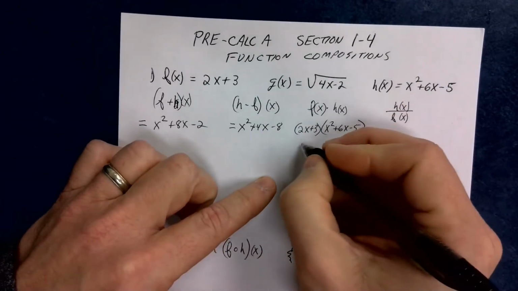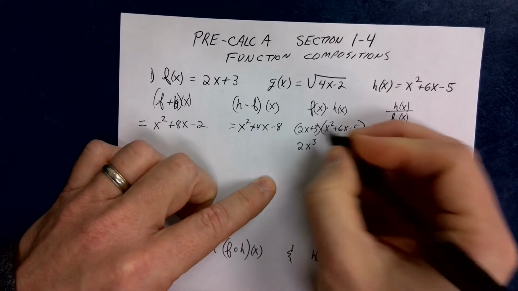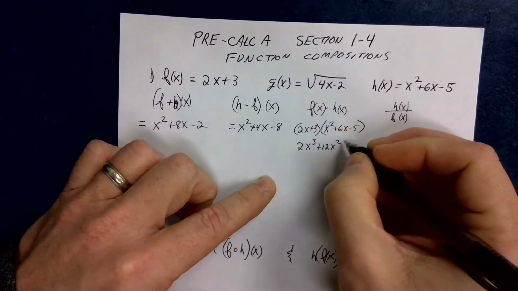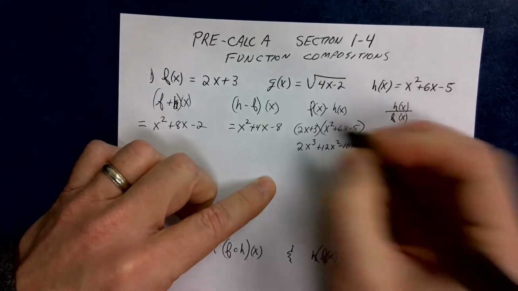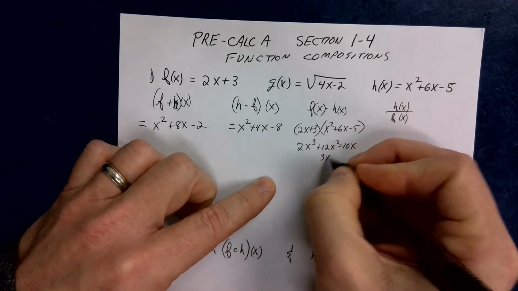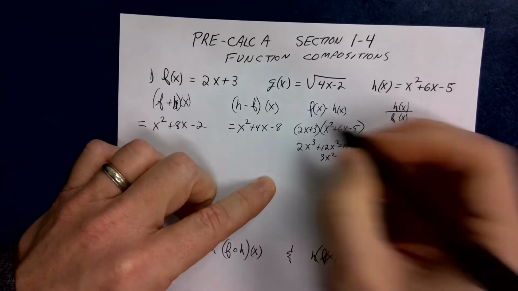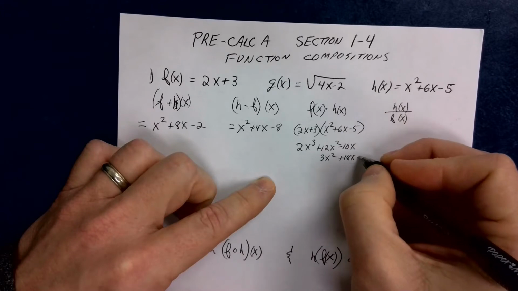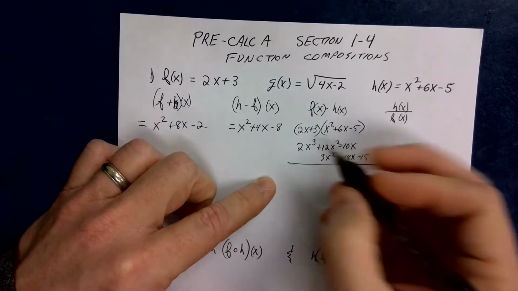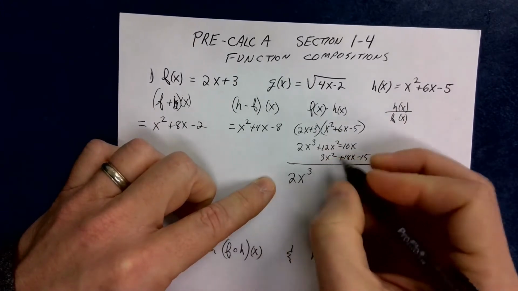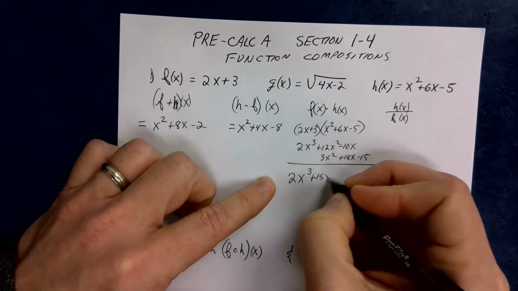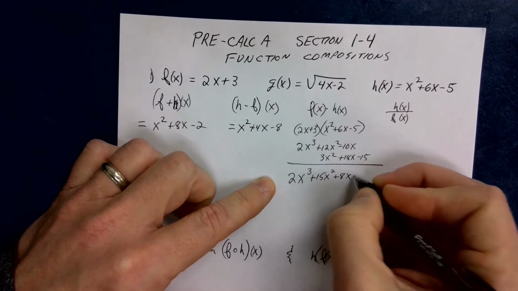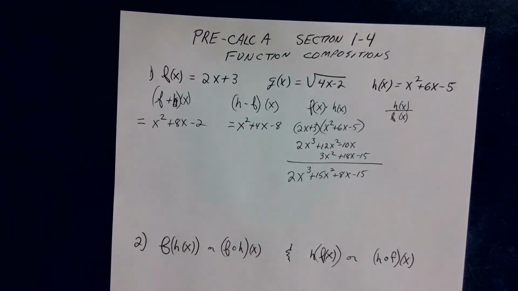So 2x times x squared is 2x cubed. 2x times 6x is 12x squared, 2x times negative 5 is negative 10x. 3 times x squared is 3x squared, and notice I'll kind of line up my quadratics. 3 times 6x is 18x, and then 3 times negative 5 is negative 15. Combine like terms, I get 2x cubed plus 15x squared plus 8x minus 15, just like that.